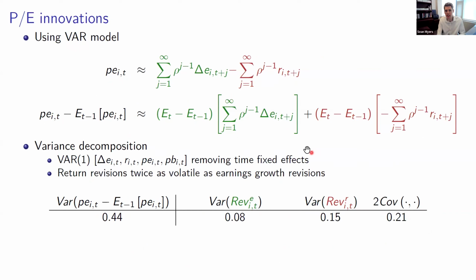Now, when we do a variance decomposition for these innovations in price earnings ratios, we find that revisions in expected future earnings growth are relatively small. Instead, revisions in future returns are about twice as large. And there's a pretty large covariance between the two, where an increase in the price earnings ratio leads to a positive revision in expected earnings growth and a positive revision in expected negative returns. So there's a pretty big covariance between the two.